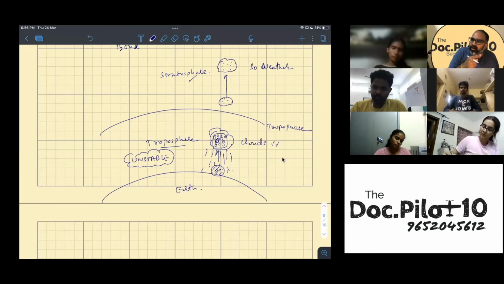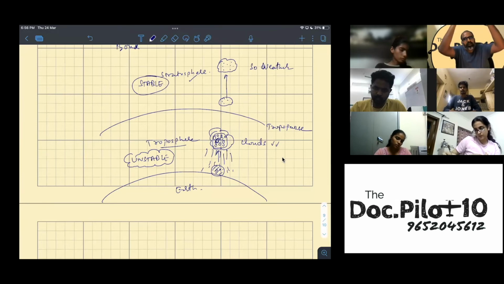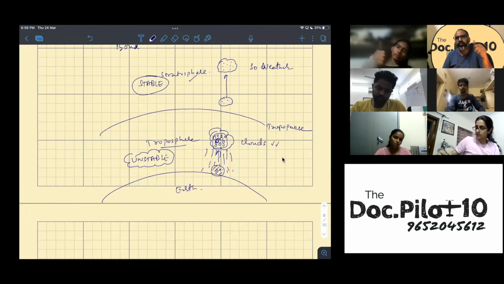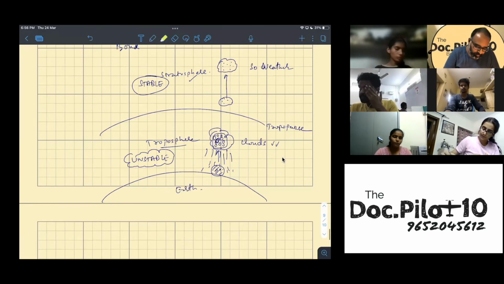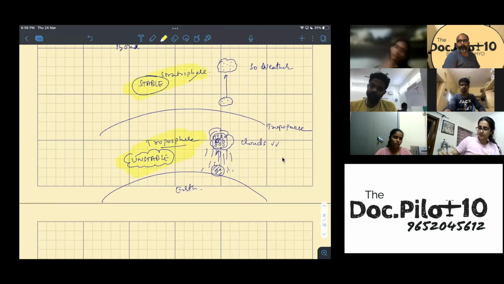Now, is the stratosphere unstable? It is stable. Correct? It is stable. That means even if you take a parcel of air up, it is never going to form a cloud. So the stratosphere is stable and the troposphere is unstable. Super duper clear, everyone?